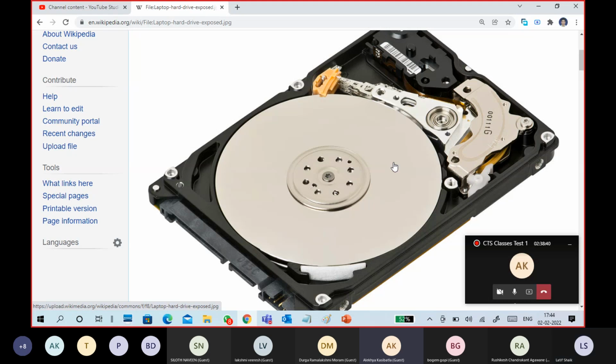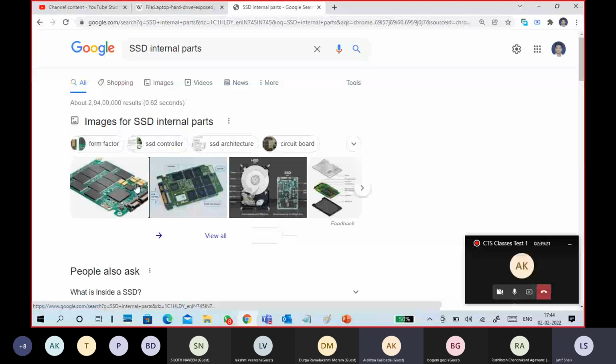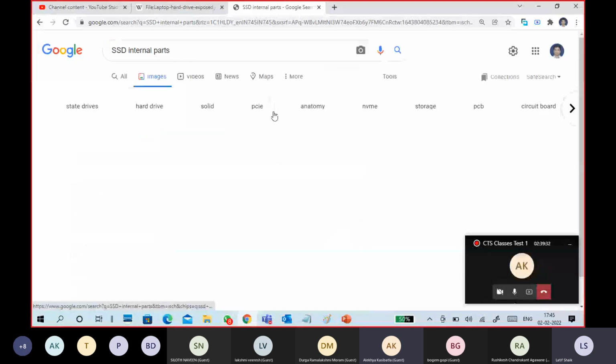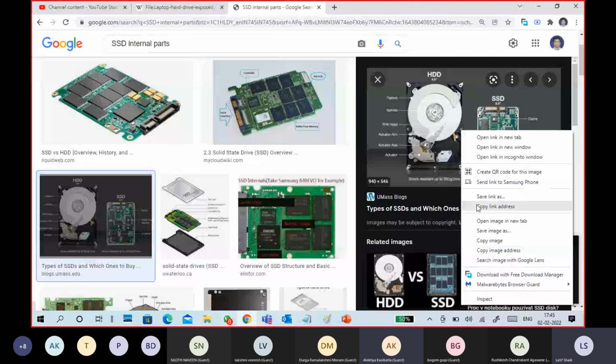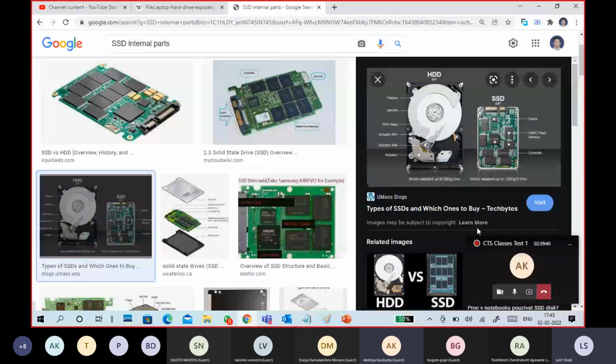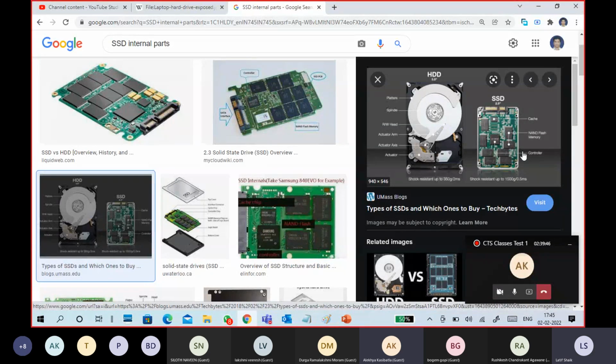Here is a picture of a hard disk and an SSD. So the comparison between hard disk and SSD is like this. Here there are different parts. Specifically, these hard parts are not there in an SSD. It's completely chip based, like your RAM.